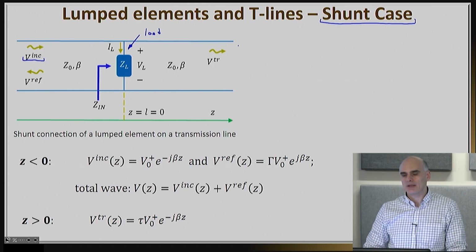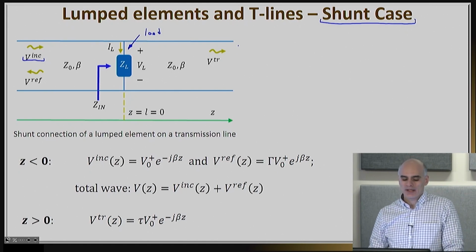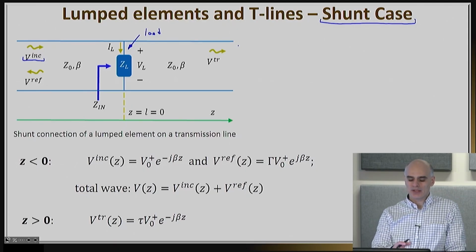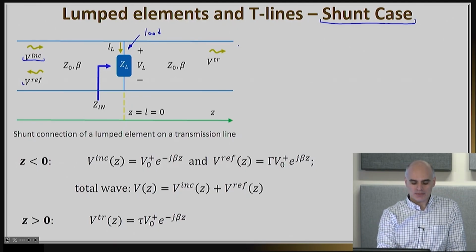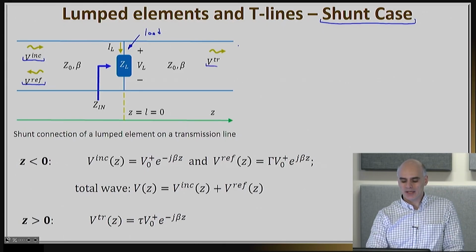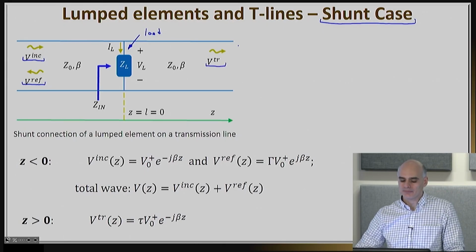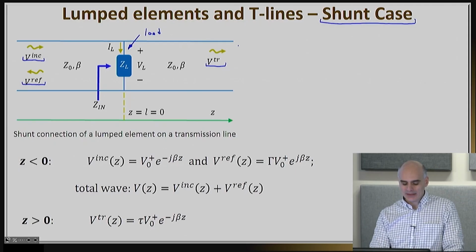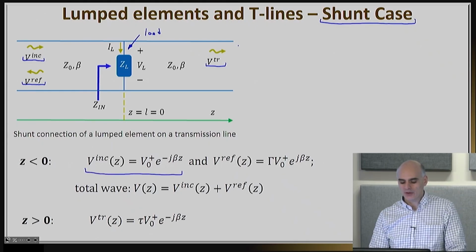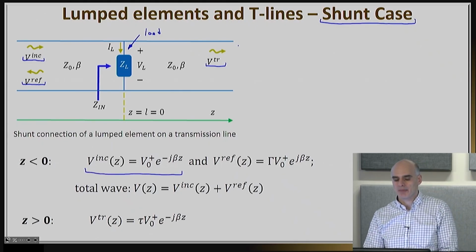Essentially, if you launch an incident plane wave, normally that plane wave would simply continue propagating through the line, except that when it hits that load, as we discussed before, we will necessarily have a reflected wave, and then we will have a transmitted wave. So I have written down here some equations that you can use to express these waves. As usual, the incident wave will be V0 plus times e to the negative j beta z.